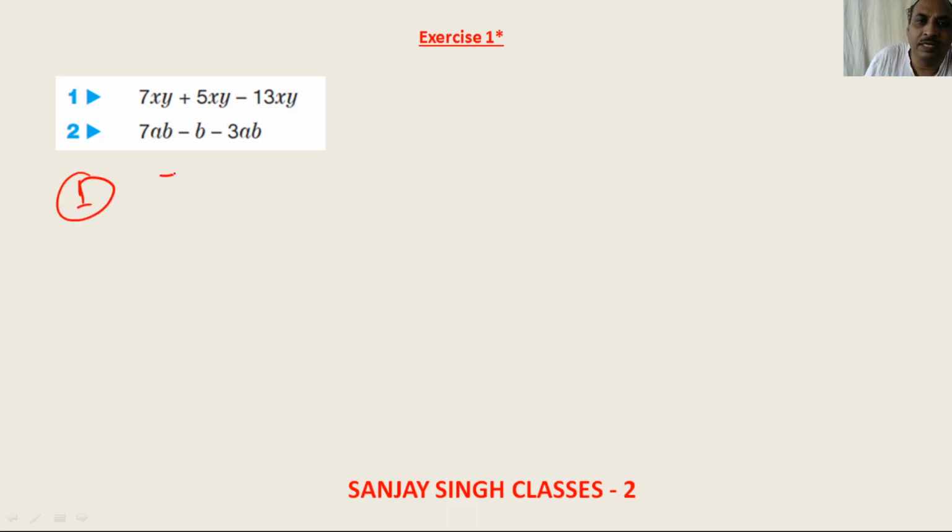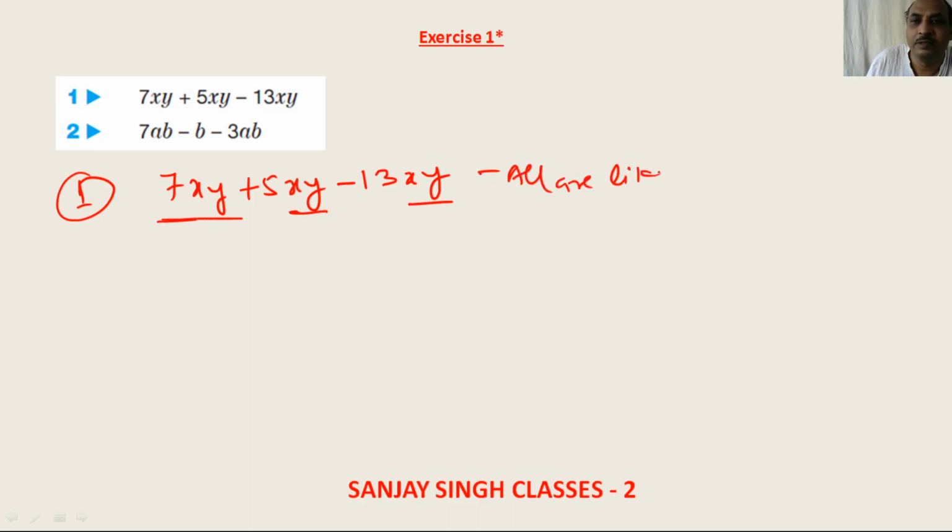We are given 7xy plus 5xy minus 13xy. Now what we see? We see that this particular part is also having xy. This is also xy. This is also xy. It means all are like terms. Now between them, addition and subtraction is possible.